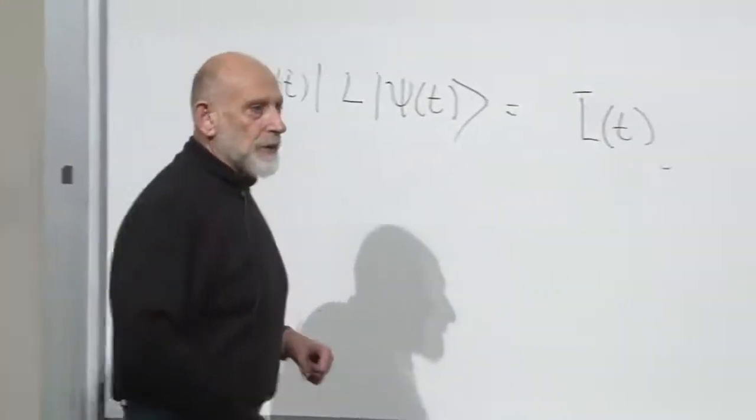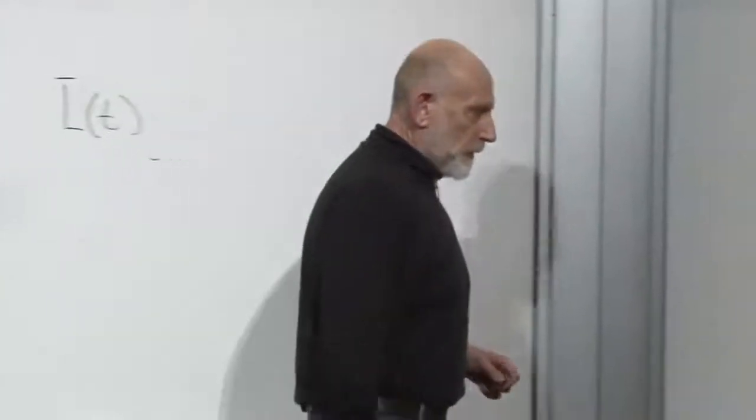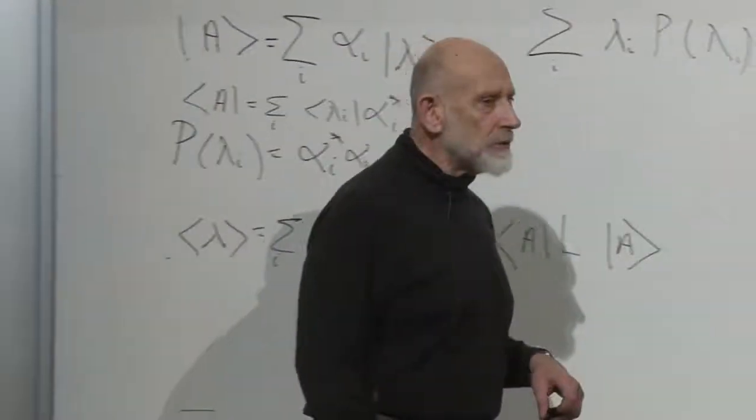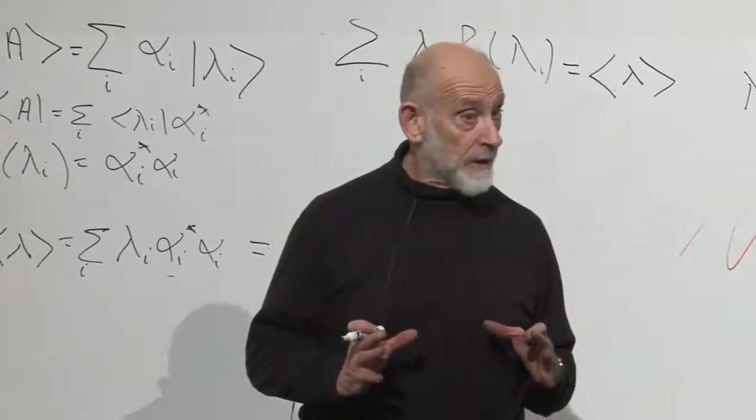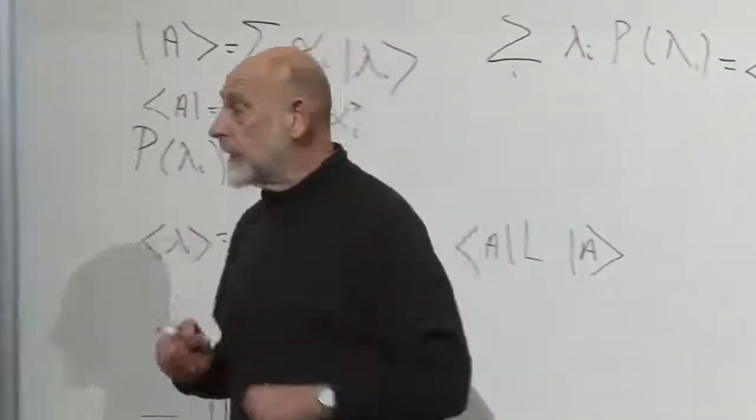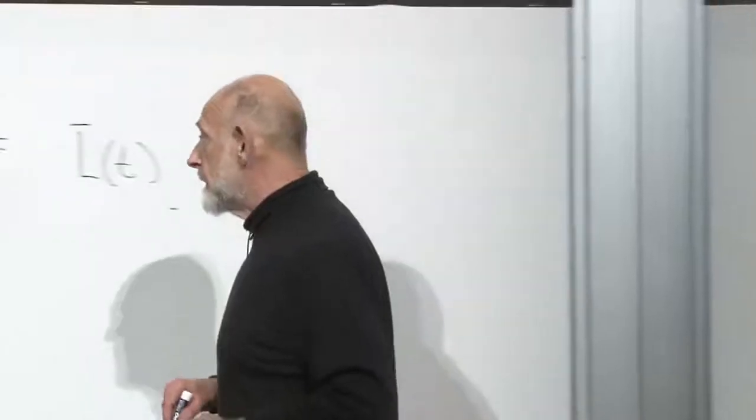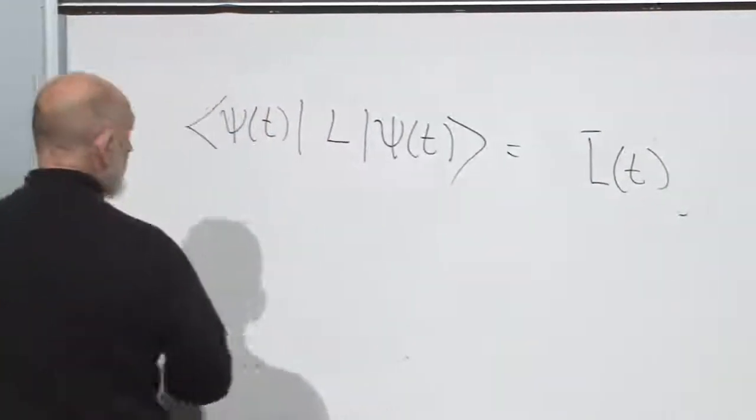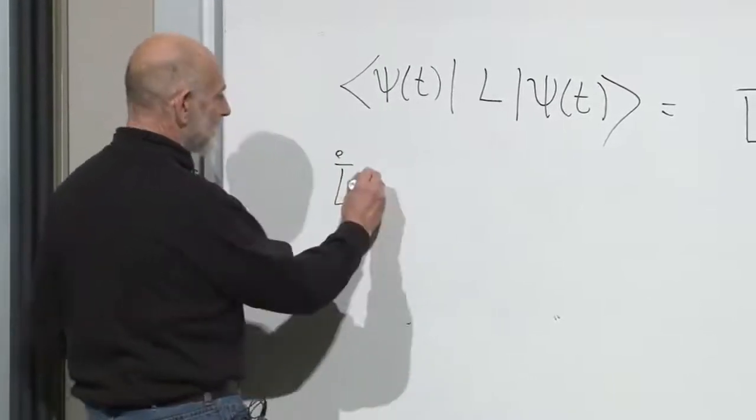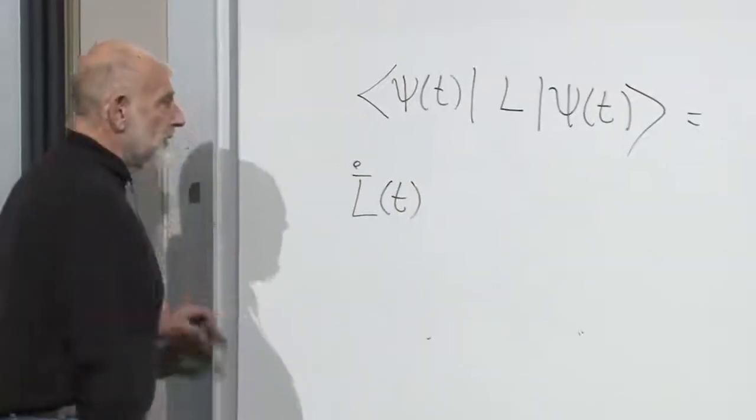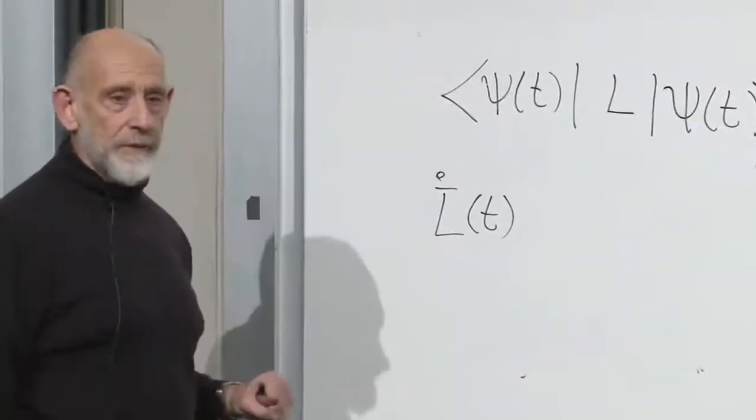What would we like to do with this? We'd like to find equations of motion for it. In other words, we'd like to find out how it changes with time by differentiating it with respect to time. I want to take this quantity and differentiate it with respect to time. So let's call it L dot. Now we have bars with dots on top of them. L dot of t is the time derivative of this.